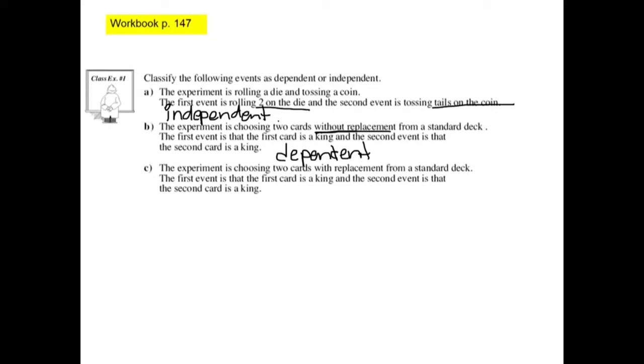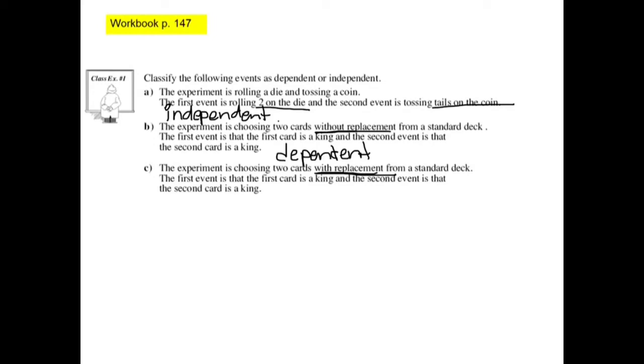Next up we have the experiment is choosing 2 cards with replacement from a standard deck. The first event is that the first card is a king, and the second event is that the second card is a king. This one's a bit different because we're going to replace that card once we're done. So you take that card out, you look at it, then you shuffle it back in.